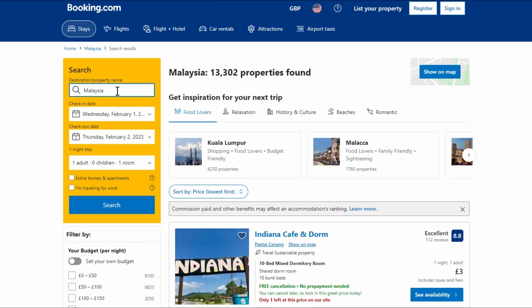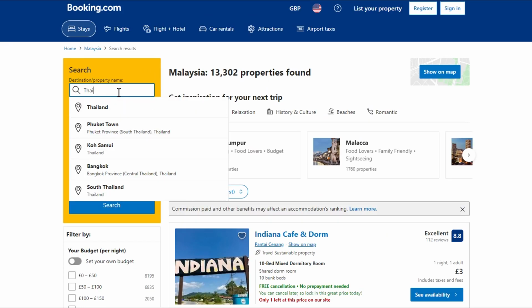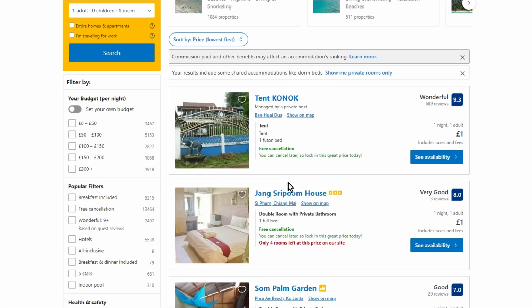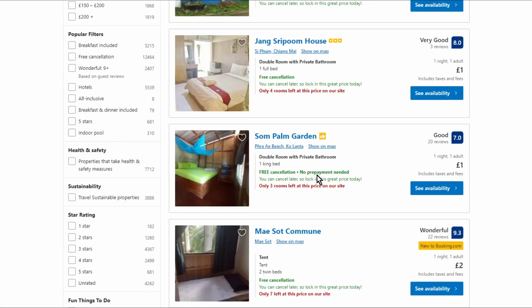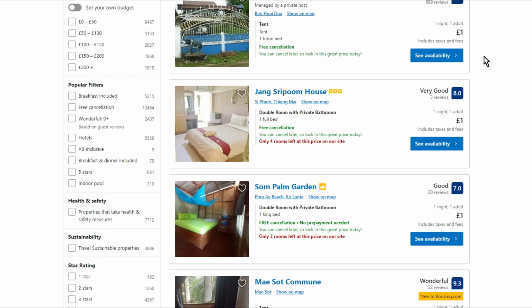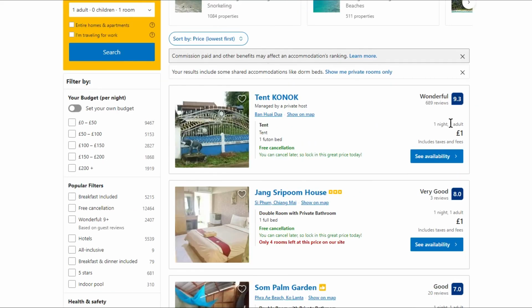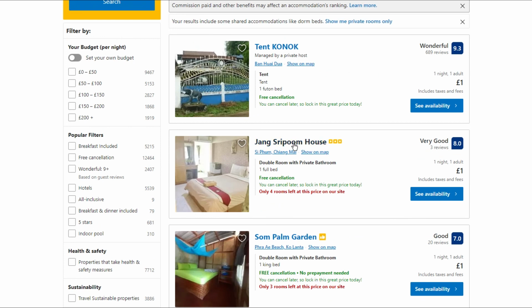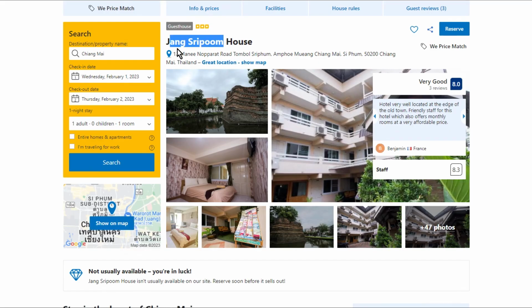Okay, let's now try Thailand finally, because I've heard that Bangkok is pretty cheap. Oh, and Thailand might actually be beating India. Look at these prices. Lots of £1 and lots of £2. But are these genuine or are these where someone's made a mistake or is trying to scam you? Let's have a look. Jan Shripum? I'm not sure you pronounce that.